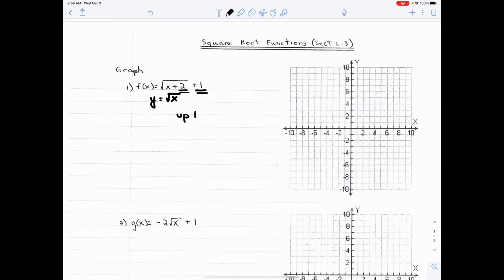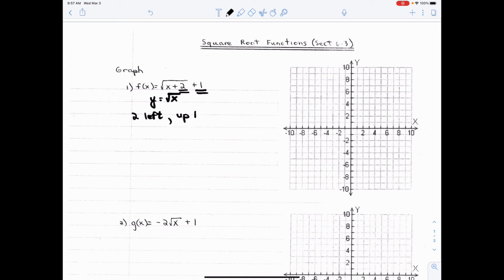Since I can't move it over with the f of x, it's with the x. Since it's on the same side of the x, I'm going to do the opposite of what it says. So I'm going to go 2 left. What I'm going to do here is make the basic graph first, and then I'm going to shift it 2 left and up 1, okay? And that's pretty much what I'm going to do on all of these things.